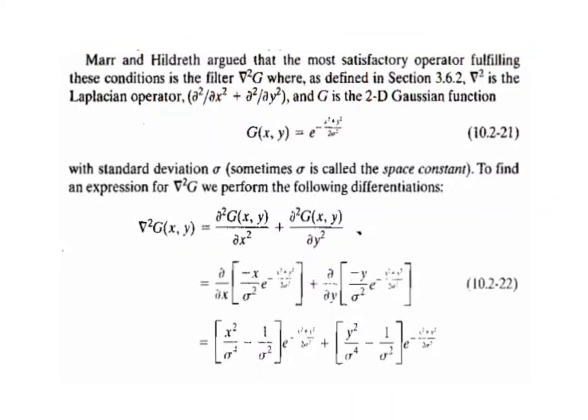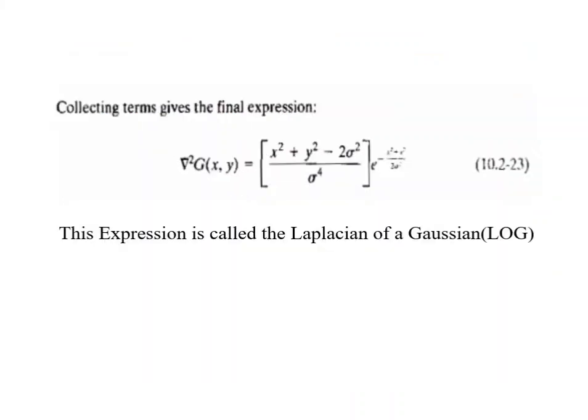We are taking the common e raised to minus x square plus y square upon 2 sigma square. Therefore, collecting these terms gives the final expression that del square G of x comma y is equal to x square plus y square minus 2 sigma square upon sigma raised to 4, e raised to minus x square plus y square upon 2 sigma square. This expression is called the Laplacian of a Gaussian, LoG.